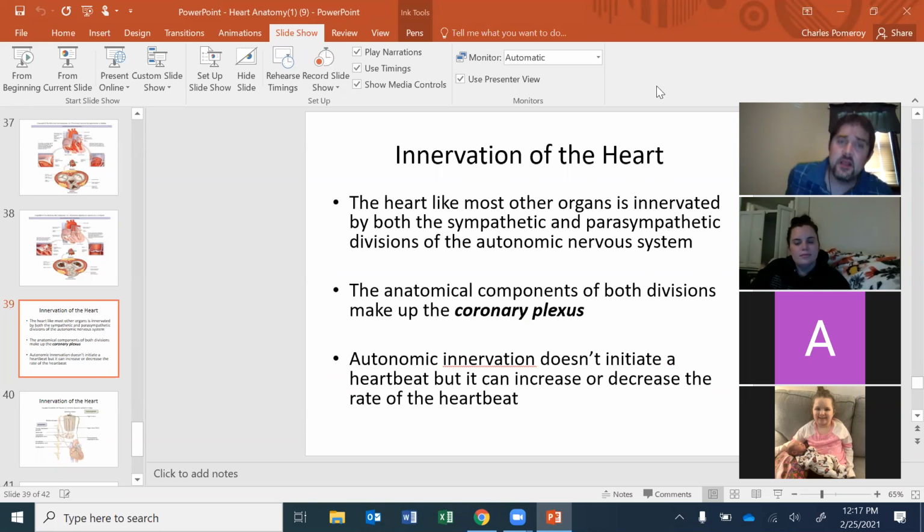Your heart is controlled by a network of nerves. Anytime you talk about a network of nerves, it's called a plexus. Like we have a network of nerves that goes into our arms. It's called the brachial plexus. There's a network of nerves that innervate structures in your neck area. It's called the cervical plexus. You ever heard of the solar plexus?